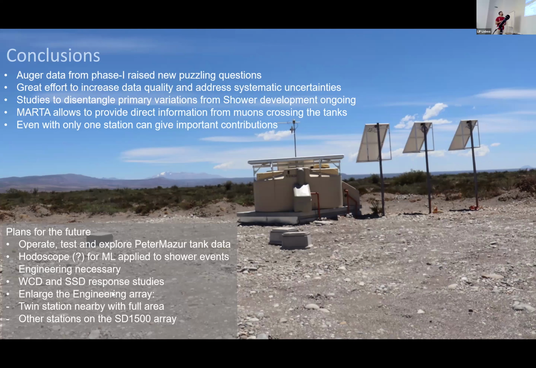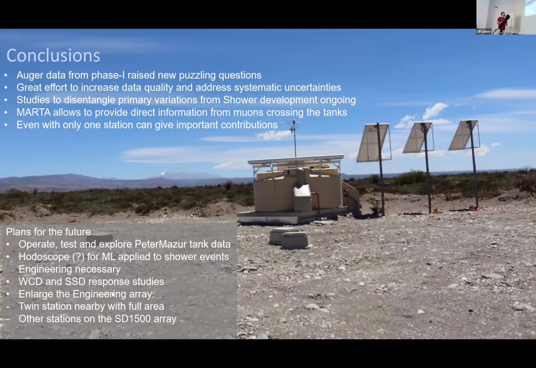We want to disentangle primary variations, meaning mass composition, from shower development in the atmosphere, and MARTA allows us to have direct information from muons crossing the tanks, of course with a limited number of stations. Even with only one station, we can give important contributions.